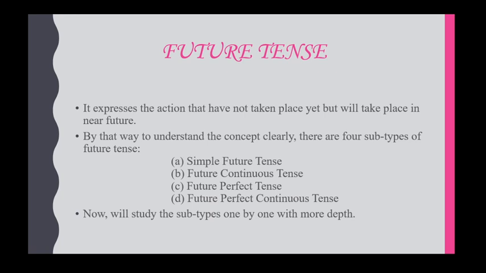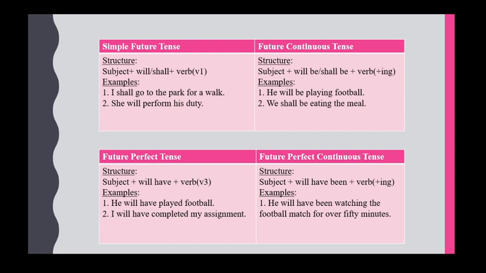So if I tell you that I am going to go out at night, that is the future. I have not gone yet, but I will be going at night. So that is the future tense. To understand the concepts very clearly, there are 4 subtypes of the future tense too. First comes the simple future tense. Next, future continuous, and next is future perfect. Then the last one is future perfect continuous tense.